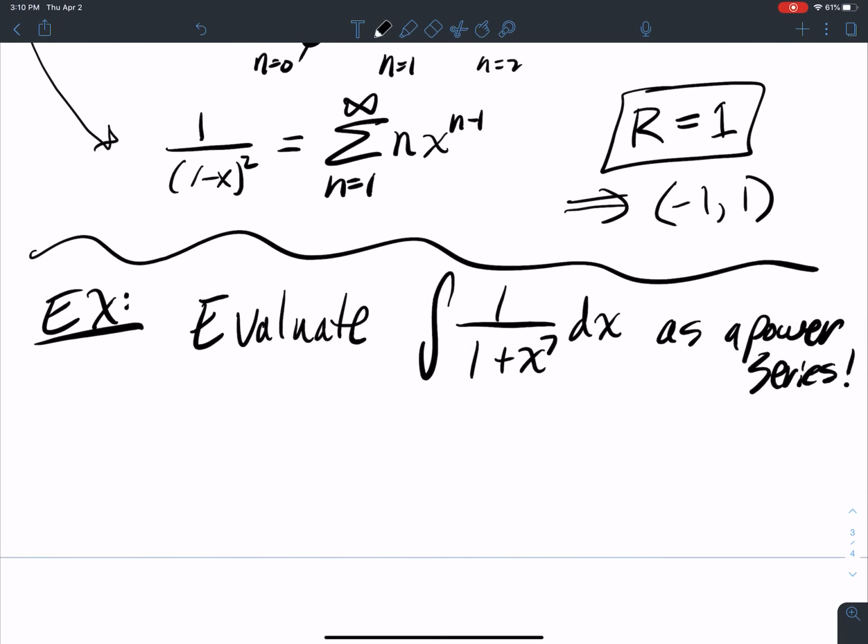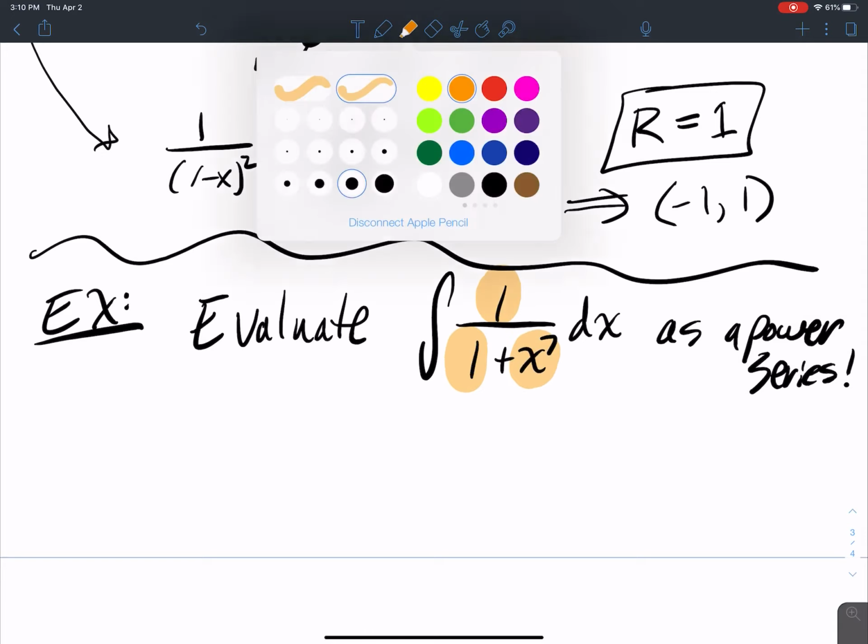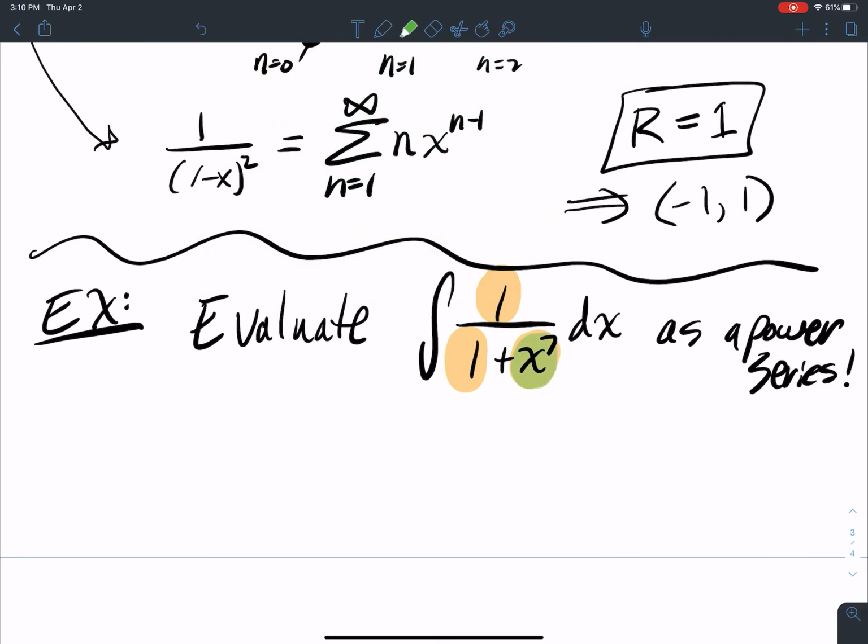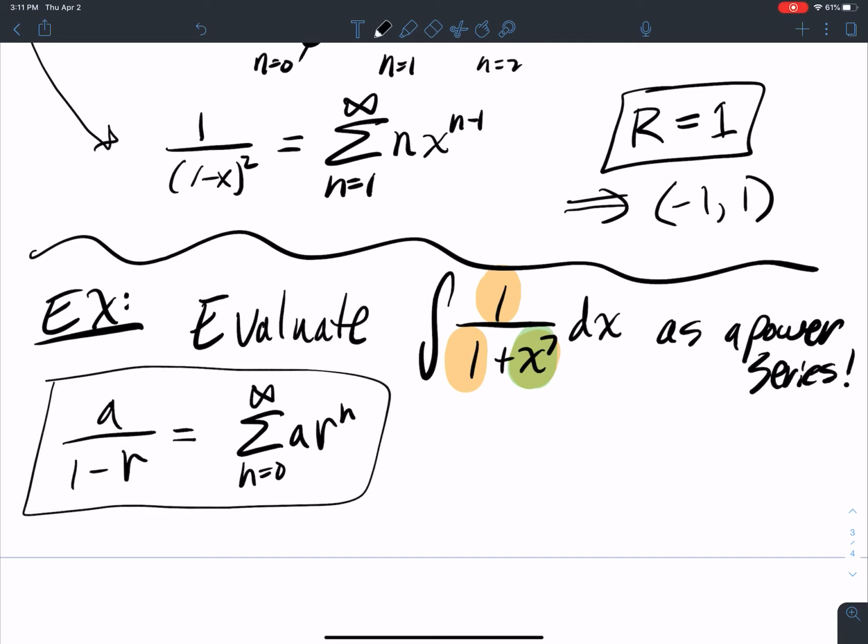Now, anytime I see something where you've got a number on top and another number and then your variable over here, I'm thinking geometric: a over (1 minus r), a geometric thing going on here. The sum from 0 to infinity of a r to the n, okay? This is going to be your best friend, right? The absolute value of r less than 1, okay?